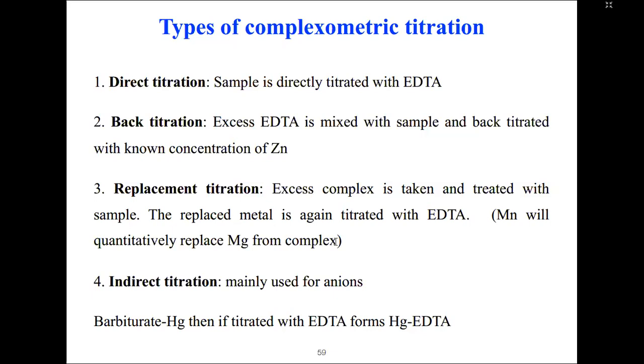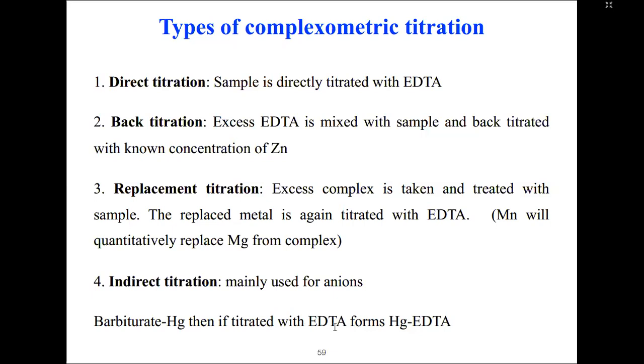So how can you utilize this? So first you form the magnesium EDTA complex, a known concentration of magnesium EDTA complex. Then you add it in the sample where you want to analyze the concentration of manganese. Then the manganese will quantitatively replace magnesium. So there is free magnesium in this sample now. So that free magnesium you will determine by titrating with EDTA from the burette, that is replacement titration.